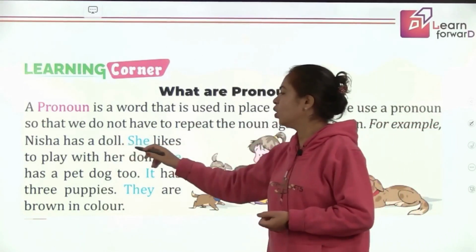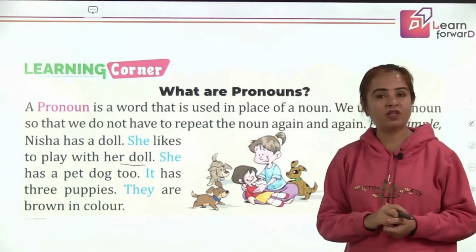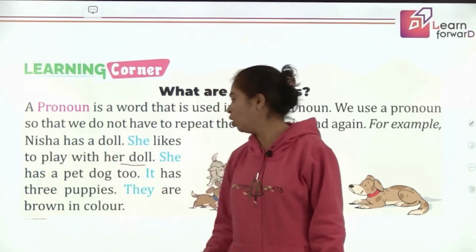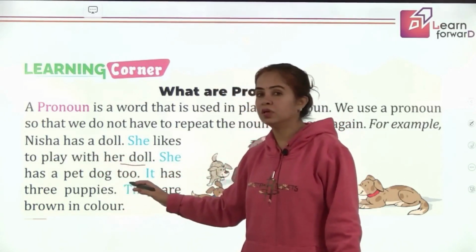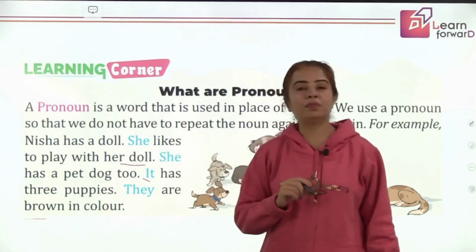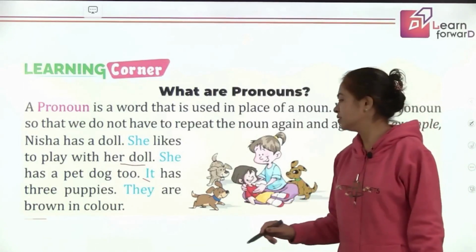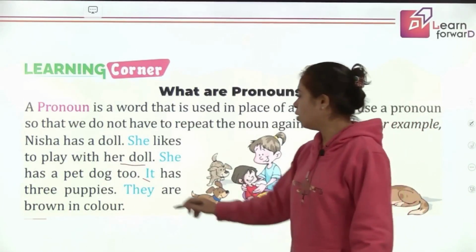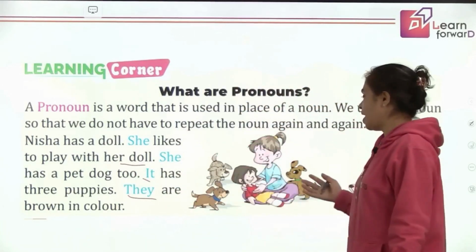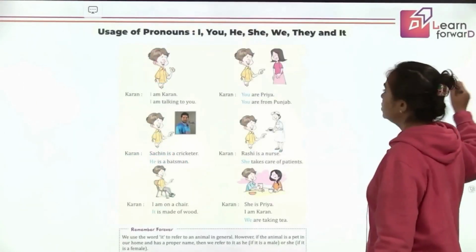Like, Nisha has a doll, she likes to play with. In place of her doll, we can also write it. She likes to play with it. So she is used for Nisha and it is used for her doll. She has a pet dog too. So she again means Nisha has a pet dog also. It has 3 puppies, and it is talking about the dog. This dog has 3 cute puppies. They are brown in color. Now what does they refer to? Who are brown in color? Yes, the puppies are brown in color, right? So this is how we use the pronouns.